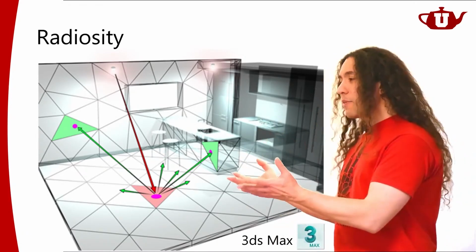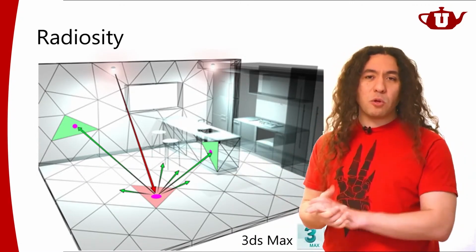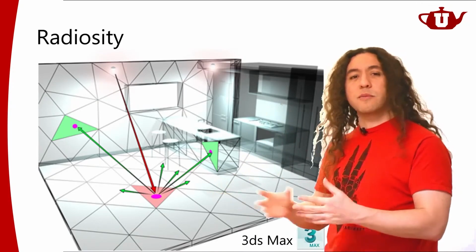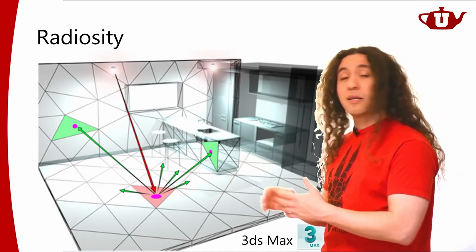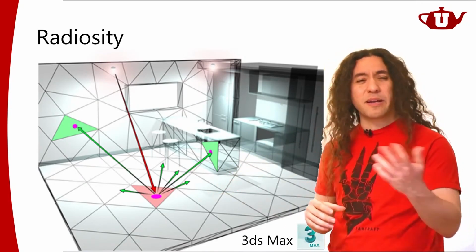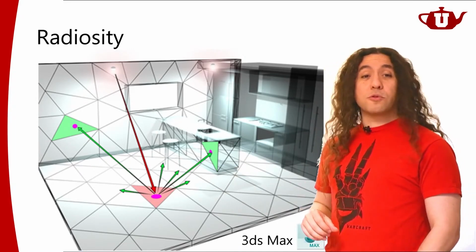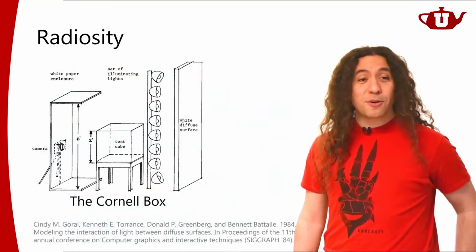This is the general concept of radiosity. There are different ways of computing radiosity as well. It forms this linear system of equations, but you can solve these linear systems differently. There are different techniques for computing that. I'm not going to get into it. Now, this was introduced very early on in computer graphics.